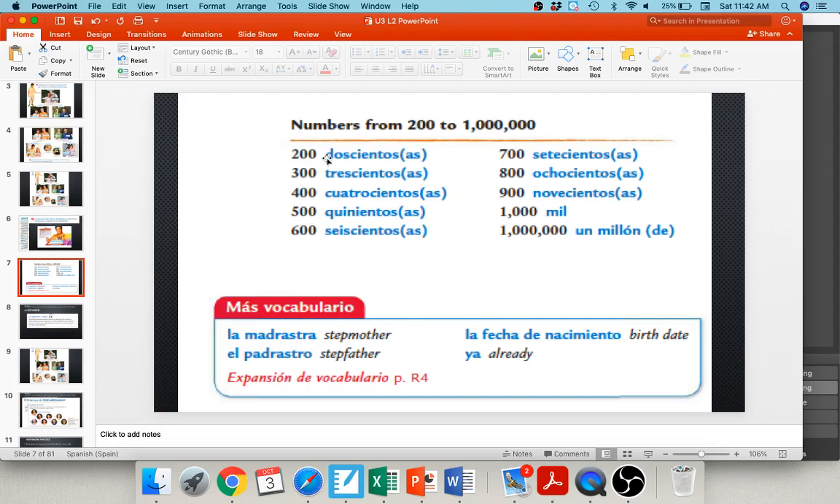So repitan. 200, 300, 400, 500, 600, 700, 800, 900, 1000, un millón.